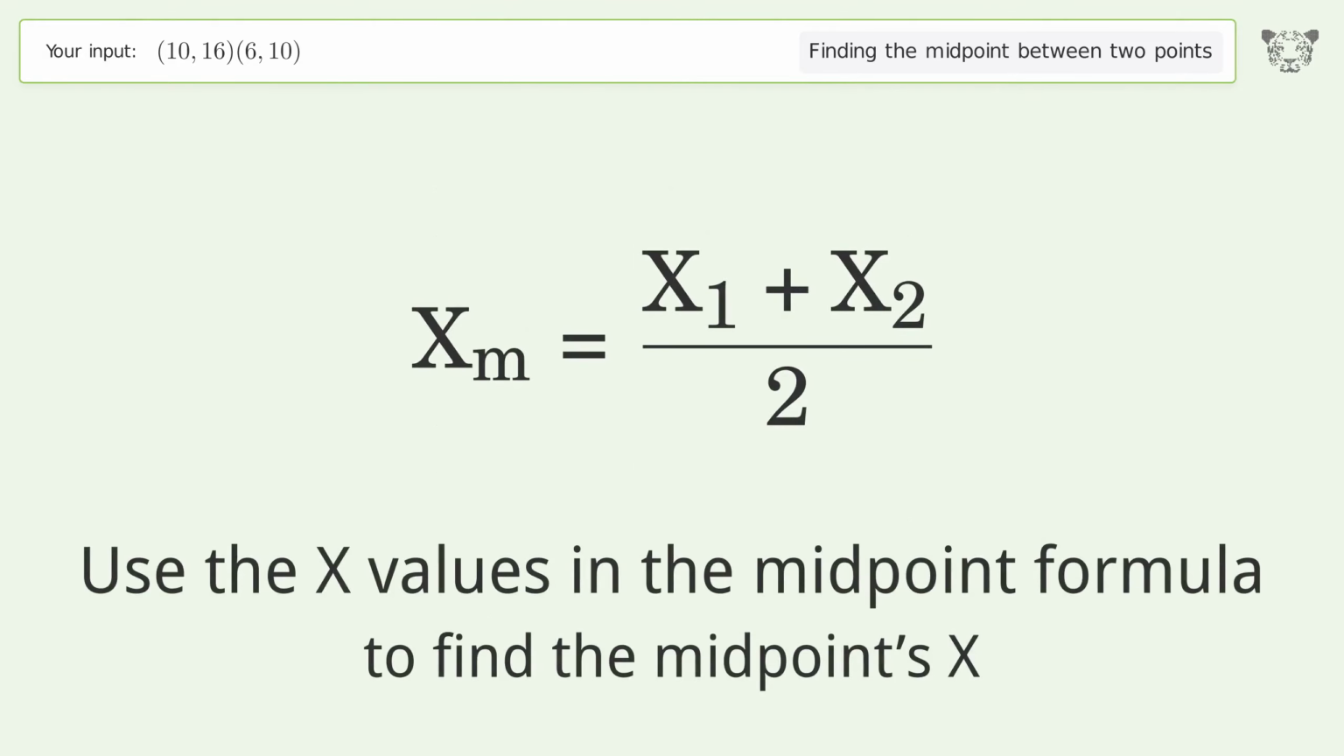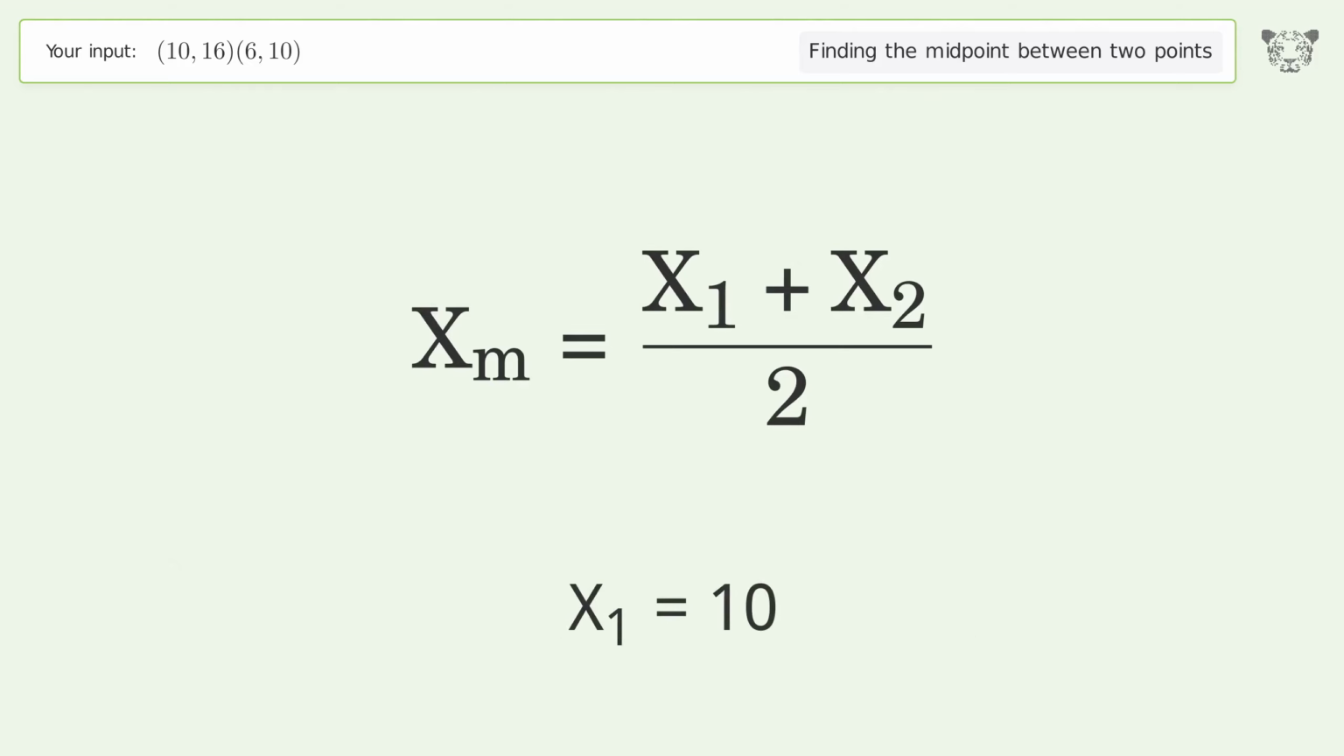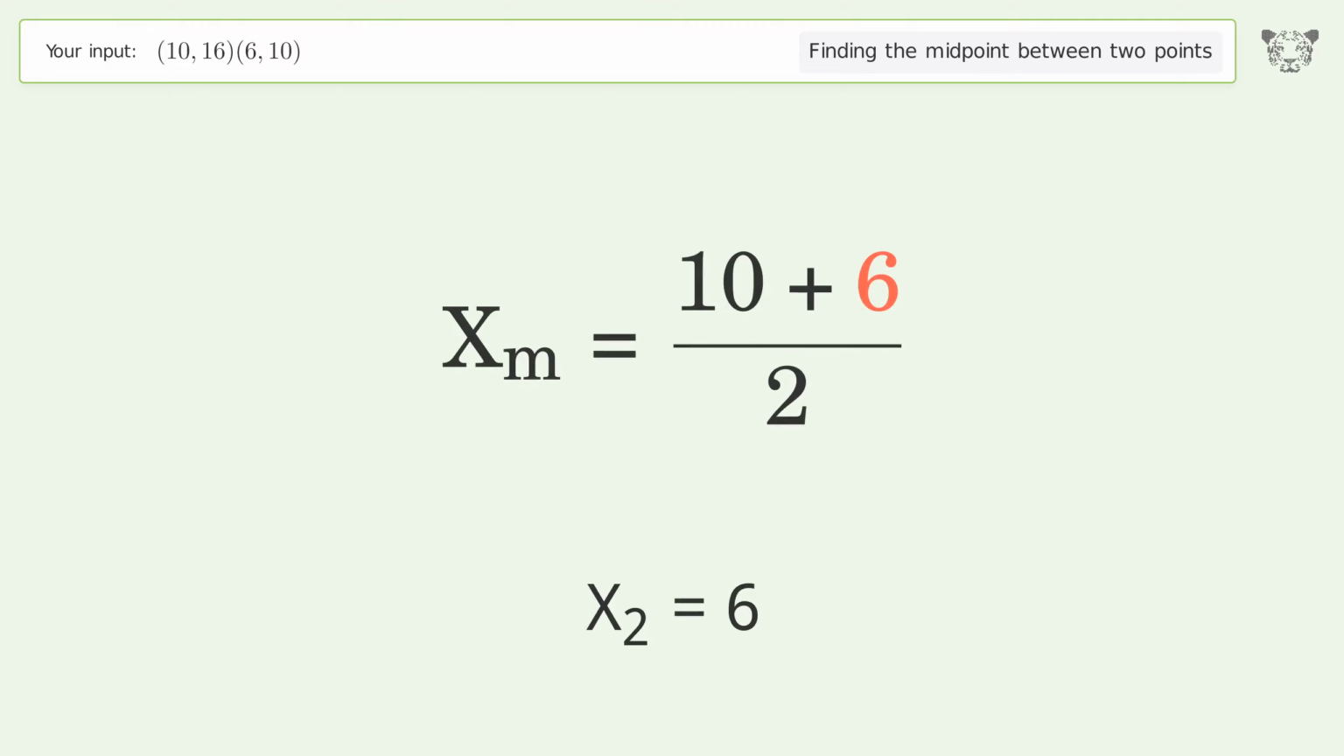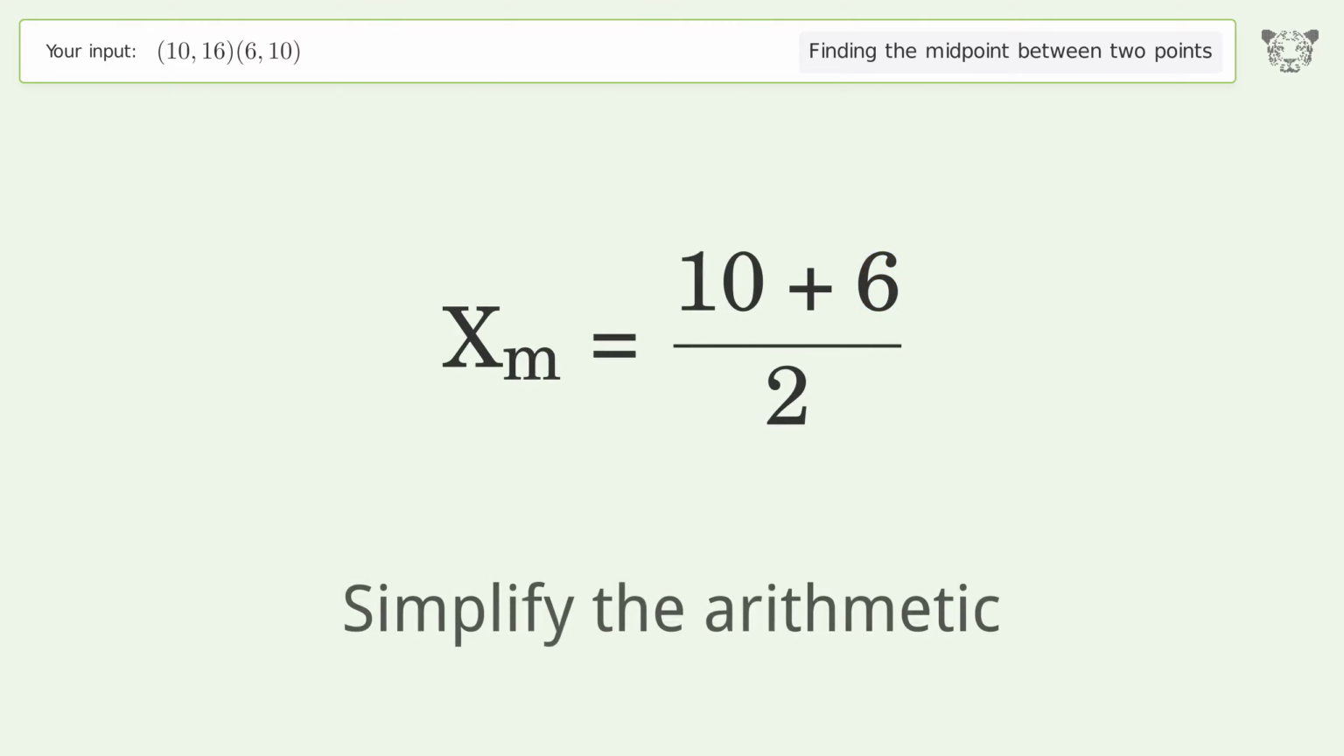Use the x values in the midpoint formula to find the midpoint's x. x1 equals 10. x2 equals 6. Simplify the arithmetic.